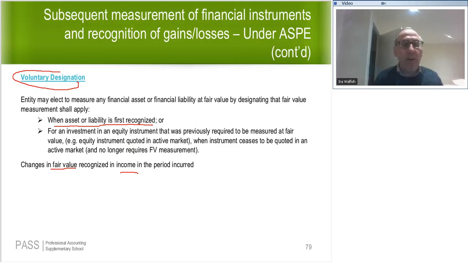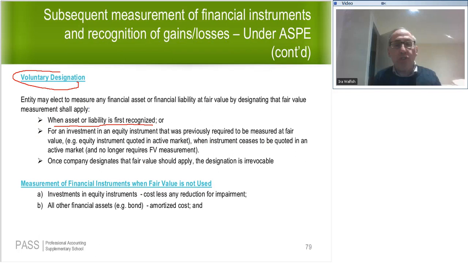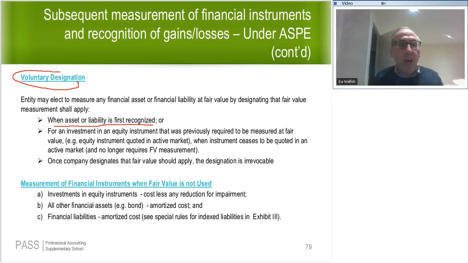Then the company got privatized, and it's no longer trading publicly. In that situation, I would have to make the decision as to whether I want to continue to voluntarily use fair value at the time that the company goes private. Once a company voluntarily chooses to use fair value, the designation is irrevocable. The company has to continue to use fair value right up until the end. It's basically as long as they hold that investment, they have to continue to use fair value. They can't change their mind later on.